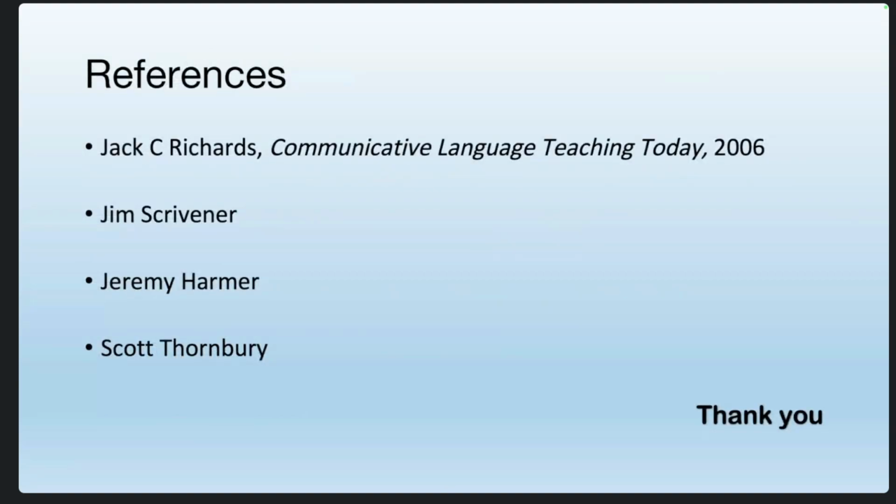And these are the references that I'd like to give you. Communicative Language Teaching Today by Jack C. Richards is a book that you can download from his website. It's a relatively small booklet, hardly 50 pages. And I'm using that for this particular presentation. I was drawing heavily on Jack C. Richards' book, which can be downloaded. It was published in 2006, but much hasn't changed since then, though experiences have changed.